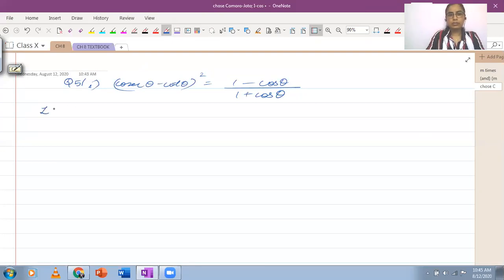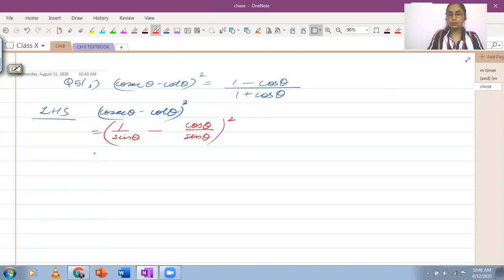So I'm just going to start with the left-hand side. I've got cosecant theta minus cot theta whole square. I'm going to convert these into sine and cos. So cosecant is the reciprocal of sine and cot is cos over sine, so this will be 1 over sine theta minus cos theta over sine theta whole square.